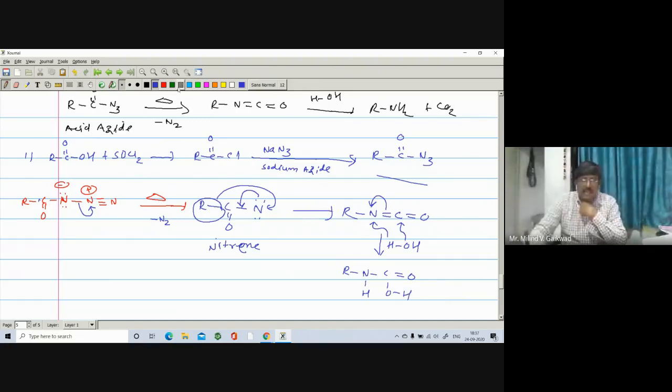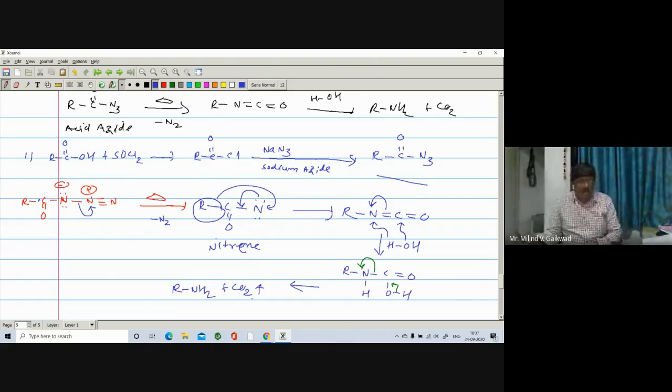Further, in this case, the nitrogen is more electronegative as compared to carbon. The sigma bond opens on the nitrogen, N negative, C positive. So C positive means this sigma bond will shift here, forming a double bond, and H positive will attack this N negative, and you are getting the corresponding product, RNH2 plus CO2. So these three reactions are nearly the same.